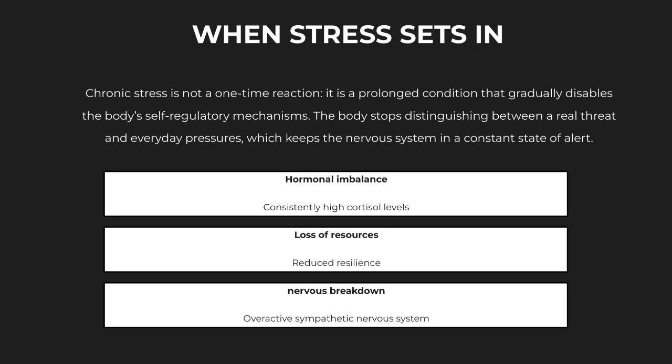When stress sets in, it's important to understand that chronic stress is not just a one-time reaction, it's a prolonged condition that slowly disrupts the body's ability to regulate itself. Over time, the body loses its ability to distinguish between a real threat and everyday pressures, which keeps the nervous system in a constant state of alert. This overactivity in the sympathetic nervous system can lead to what's commonly called a nervous breakdown. Additionally, chronic stress causes a loss of resources in the body, reducing overall resilience. Hormonal imbalances also occur, with consistently high cortisol levels being a key factor that negatively impacts health and well-being.